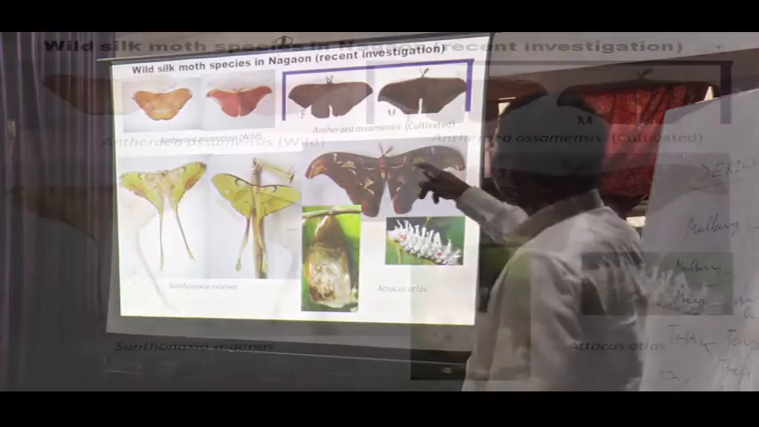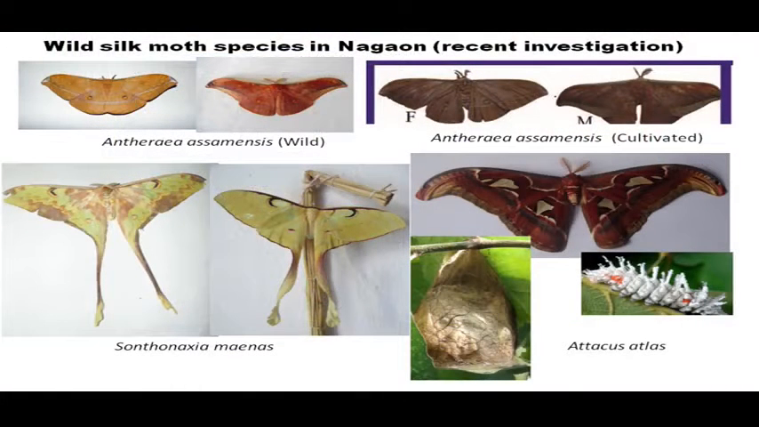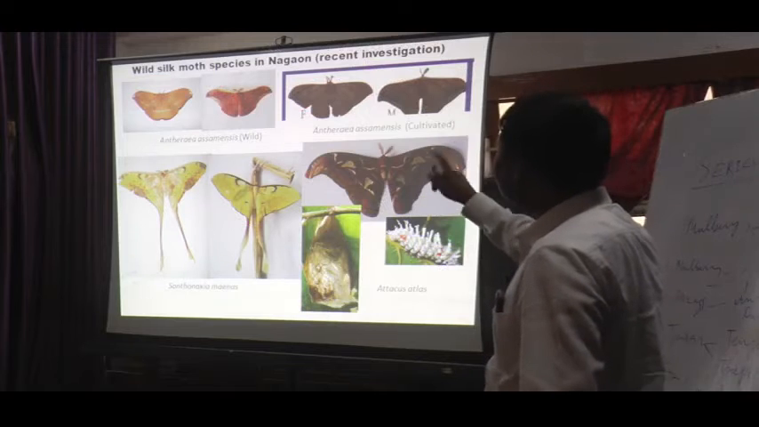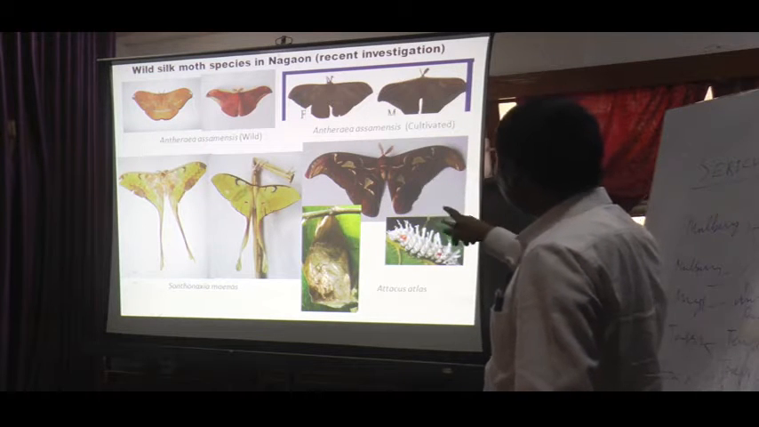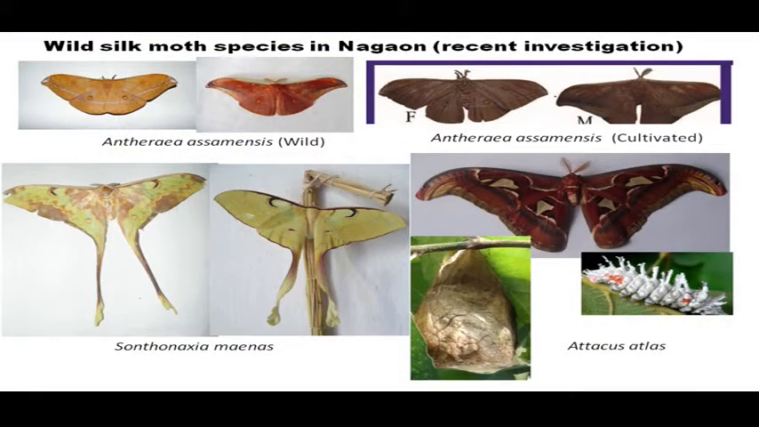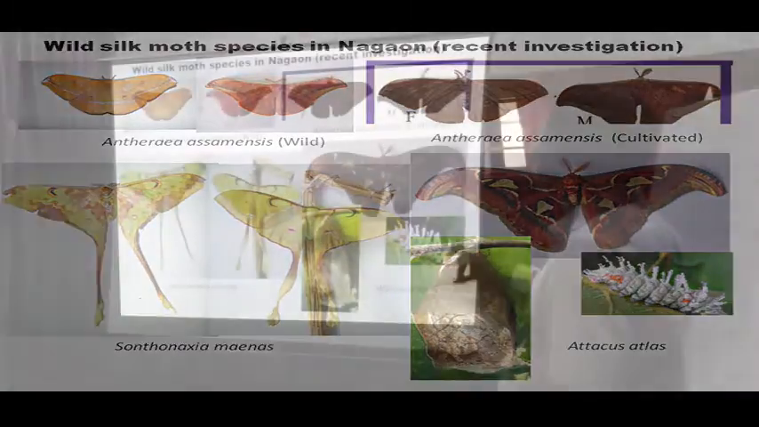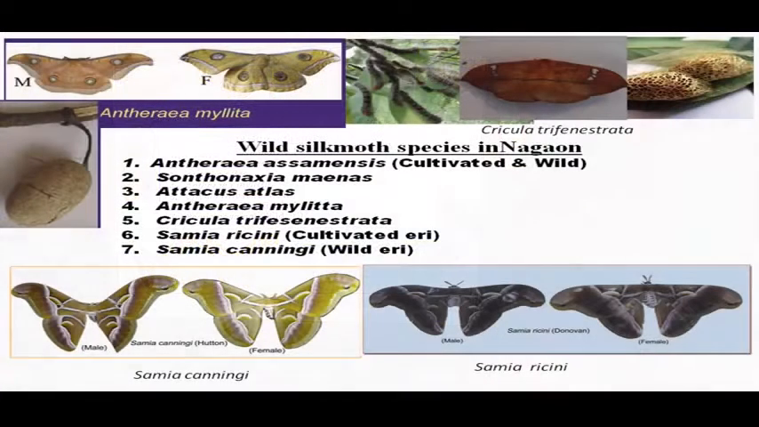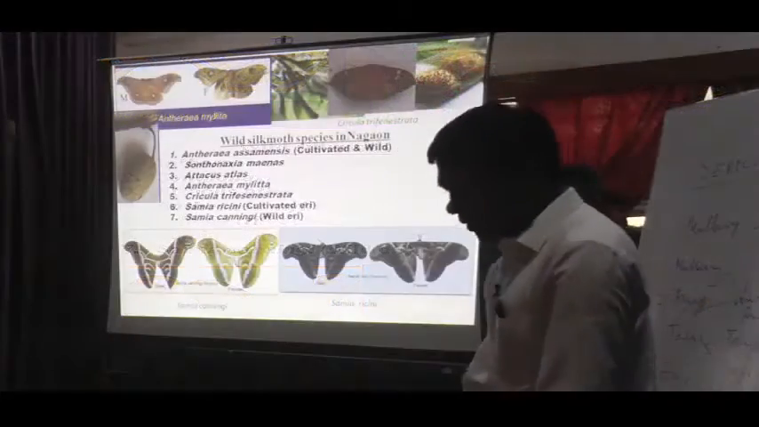I am giving this because I think you have interest in different fields in sericulture also, so you have to know how you can go. That's why I am giving this slide, because these species, Antheraea assamensis wild, Antheraea assamensis cultivated, Sonthonexia minas, Attacus, are available in our Nagaon also. Antheraea mylita is abundantly available in different locations of Nagaon district, also Cricula trifenestrata, Samia canningi, Samia ricini. All these varieties are available in Nagaon.